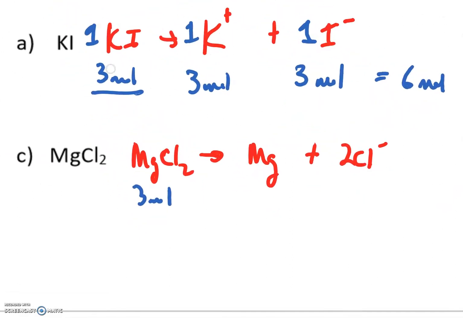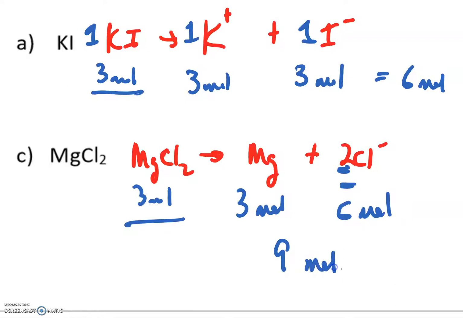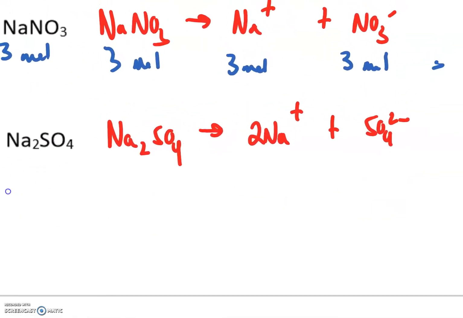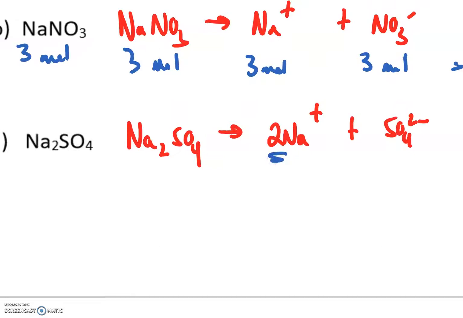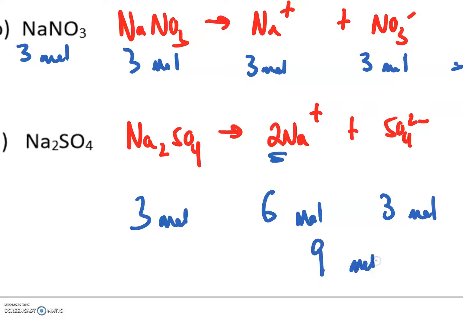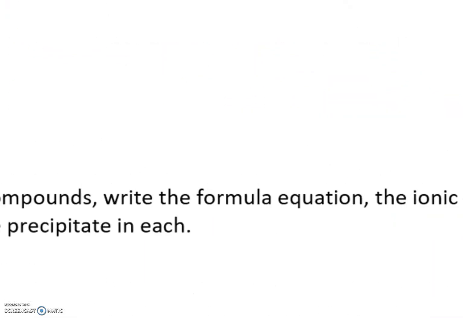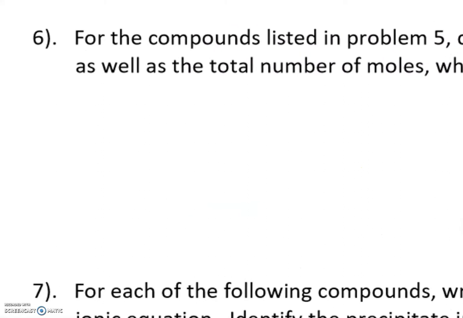We've got to be a little careful on this one because there's a coefficient of 2. That means 3 moles of magnesium chloride will dissociate into 3 moles of magnesium, but 6 moles of chlorine for a total of 9 moles. And the same is true with this guy because we got a coefficient. So that means that our 3 moles of sodium sulfate would dissociate into 6 moles of sodium and 3 moles of sulfate for a total of 9 moles. All right, so that's how you do that one. That's number 6.